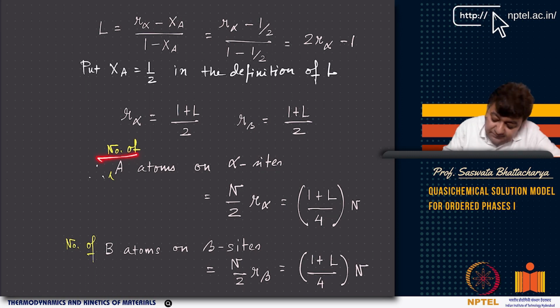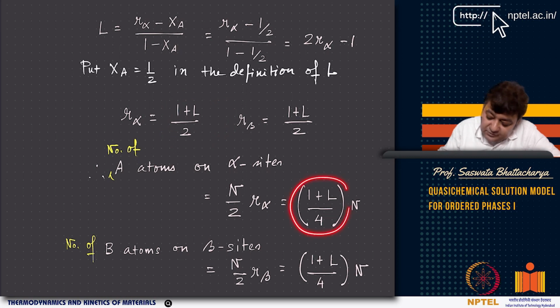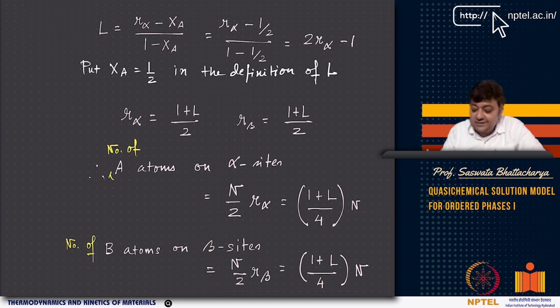Now if you look at the number of A atoms on alpha site, you have n by 2 R alpha, right? We already determined this, but you can now put R alpha equals 1 plus L by 2. So this becomes 1 plus L by 2 times n by 2 R alpha, which is basically 1 plus L by 4 into L, right? Varying the total number of sites. Similarly, number of B atoms on beta site, so n by 2 R beta, which is again 1 plus L by 4 into L, right?